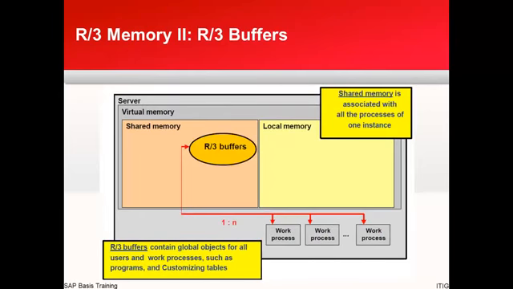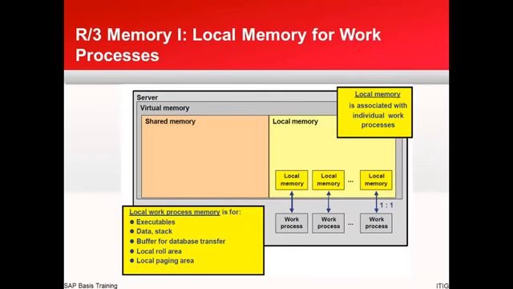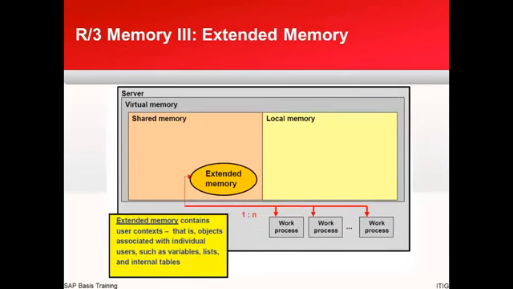Now, second thing is about the R3 buffers. Okay, in the shared memory you have the buffers, and shared memory is associated with all the processes of one instance, that is the local memory. R3 buffers contain global objects for all users and work processes such as programs, customizing tables. Okay, so we just saw the work process, the buffers, and the extended memory. Extended memory contains user context, that is objects associated with individual users such as variables, lists, internal tables.